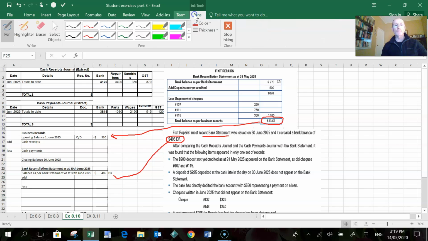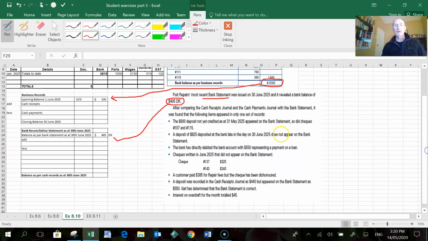All right, so as you're well aware, what we're looking for now are those things on the bank statement that we wouldn't know about. Those things will need to be added into your cash receipts and cash payments journal. So let's do that part first. We're looking for items in the checking off process, so it's already been done. Which of these items would we not know about? All right, so the first dot point, the $800 deposit not yet credited, appeared on the bank statement. So we've already recorded that $800 in our record, so that doesn't affect, as did checks 107 and 115.